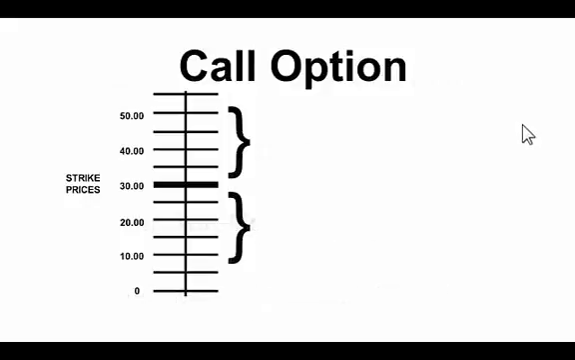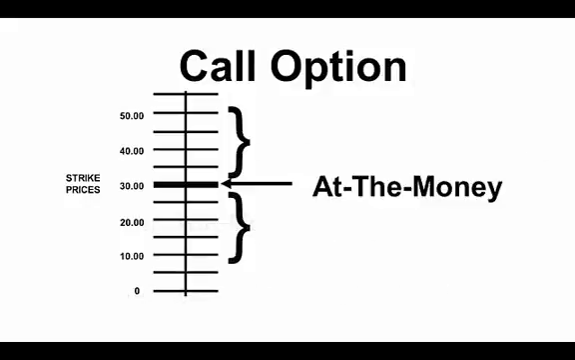So let's discuss call options. And let's just say, for example, that the stock price is currently at $30. If the stock price is at $30 and you buy a $30 call option or sell a $30 call option, that option is considered to be at the money. If it's 1 cent or above or below that price, it is not at the money anymore.